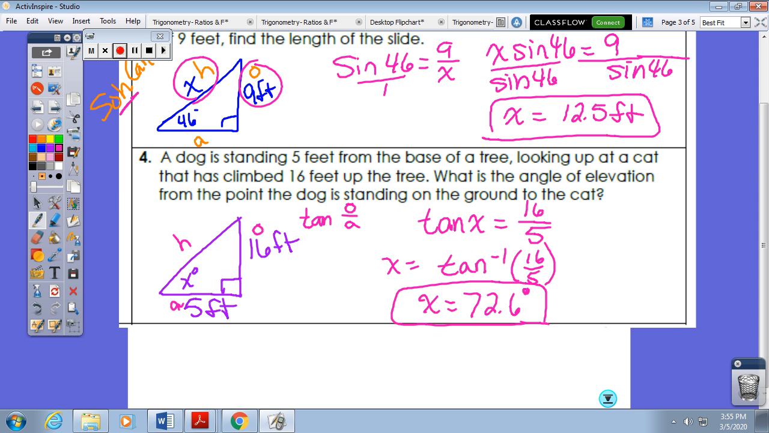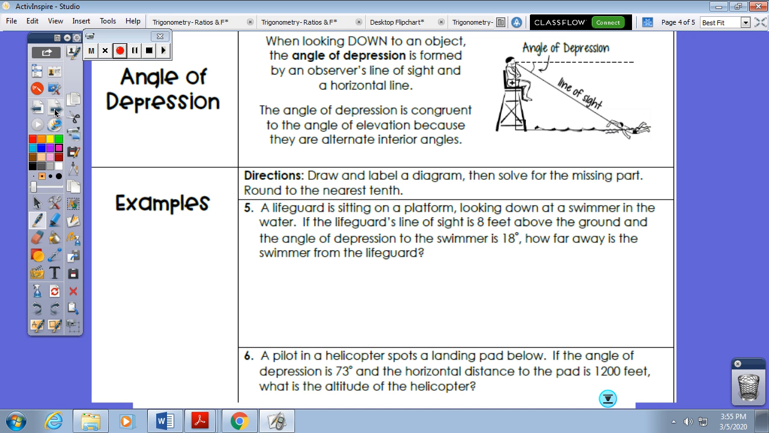Alright, that would be angle of elevation. Now we're going to get into angle of depression. Angle of depression is very similar, except instead of looking up this time, we're going to look down at an object. So the angle of depression is formed by the observer's sight line and the horizontal line. I think this is a very good analogy here with the swimmer and the lifeguard.